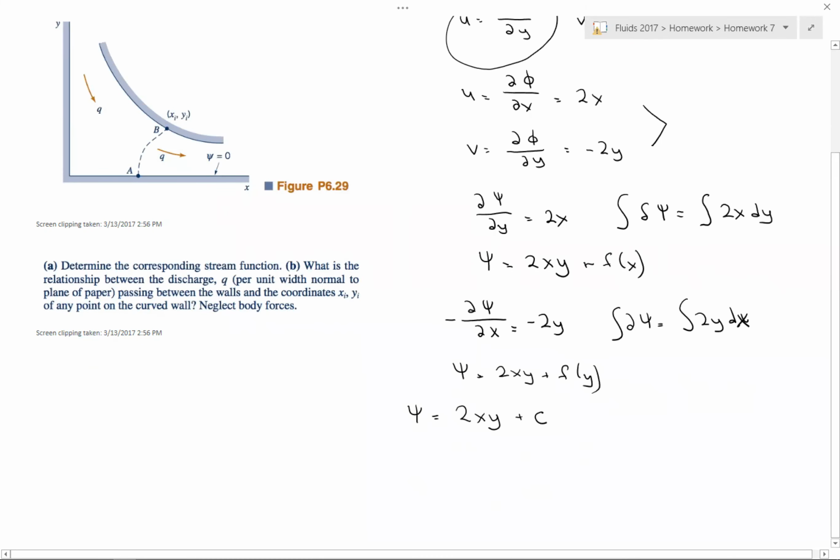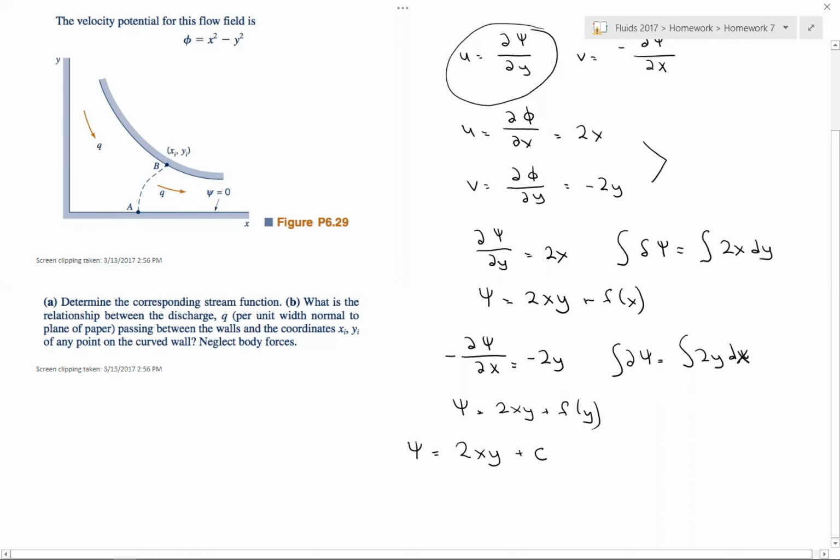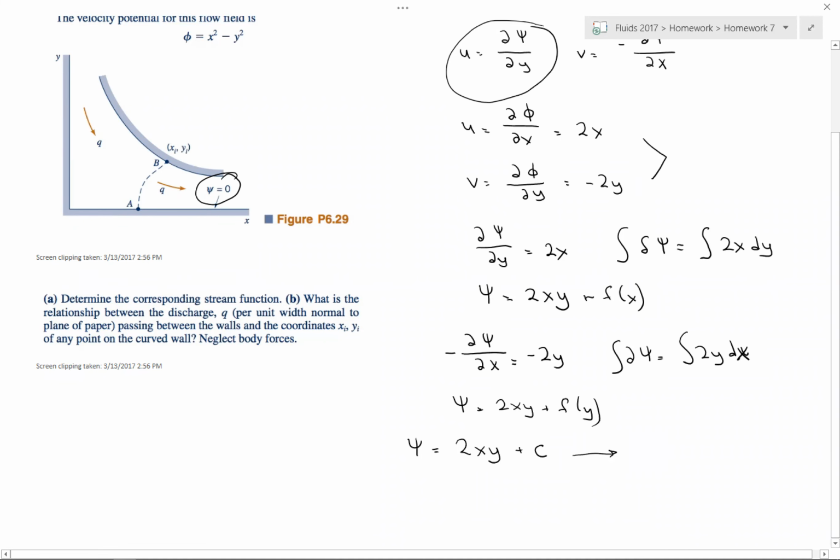So let's take a look at part B. And by the way, one of the things that you can see, take a look at this picture right here. It says that at y equals 0, we know that the stream function is equal to 0. So we can say here that our constant can be equal to 0. So let's find the second part of the problem.